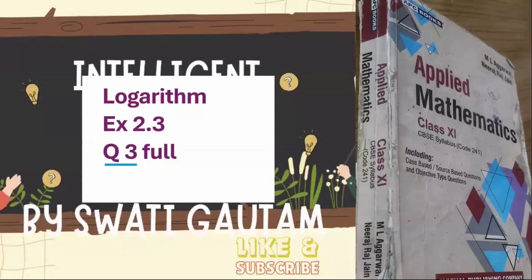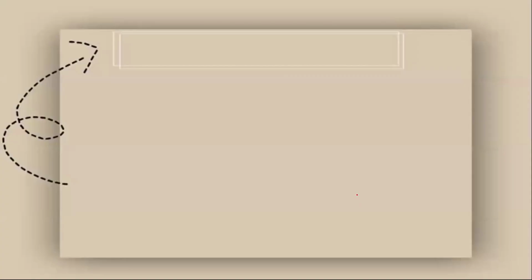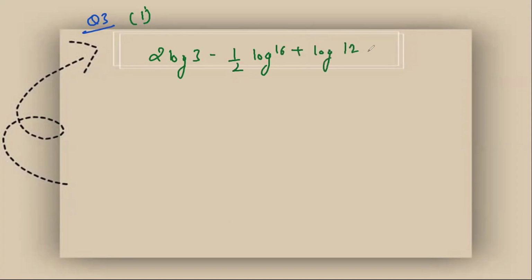Let's start question number 3. Question number 3, first part, we'll discuss. The first part is 2 log 3 minus half log 16 plus log 12. Okay, this is the question.